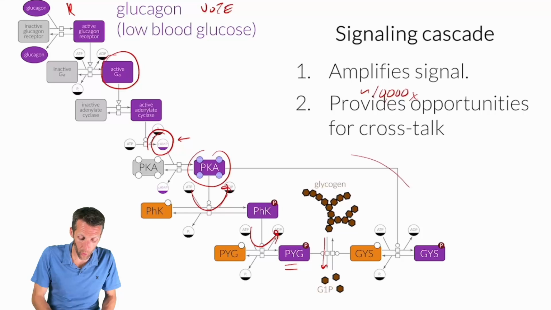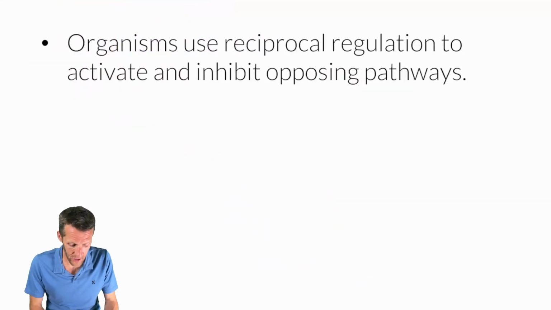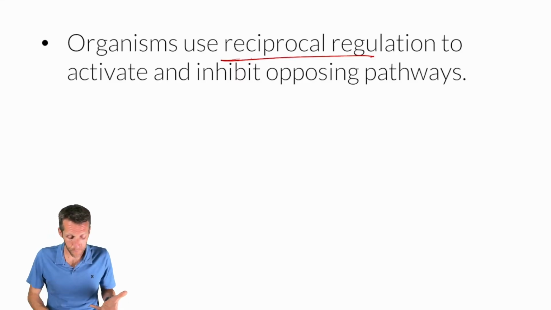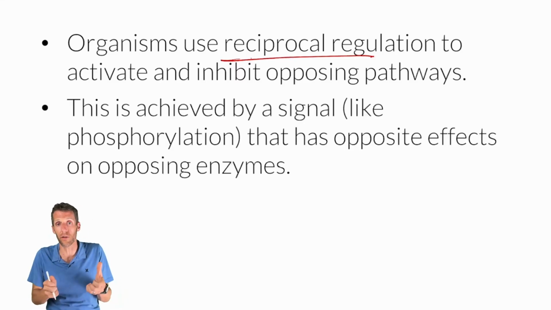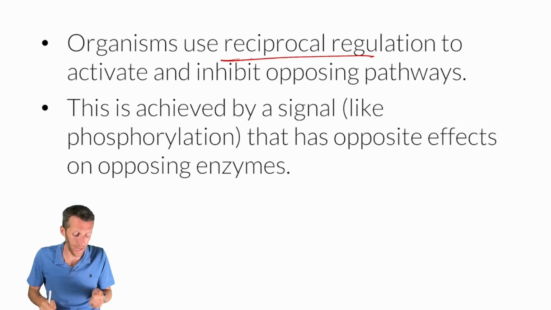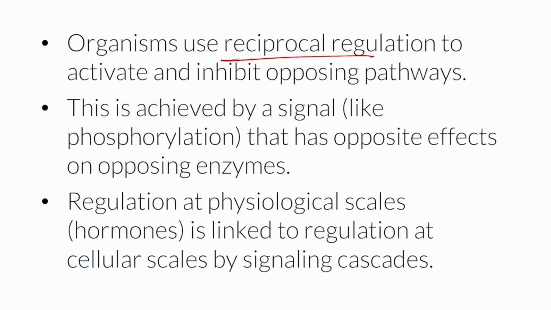But it's all controlled by these two interacting features of reciprocal regulation, where enzymes are activating and inhibiting opposing pathways. They're doing it through a signal like phosphorylation that has opposite effect on opposing enzymes. So PYG and GYS, phosphorylation has the opposite effect on their activities. That lets the cell decide whether it's going to break down or form glycogen. And finally, regulation at physiological scales like hormones can be linked to regulation at cellular scales by things like these signaling cascades.